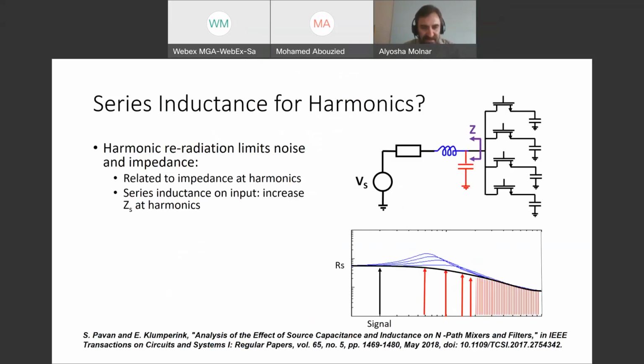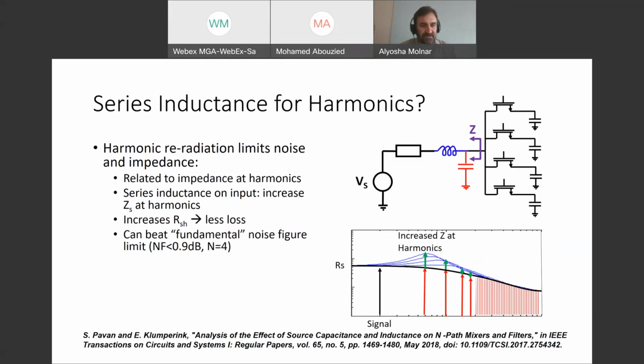Now, one thing that I haven't talked about is the intermediate case where your in-band signal is low enough that a few of the harmonics are still, if you will, in-band, below that omega m. And this was a situation that Eric Klumperink and his collaborators worked on some years ago. What they showed was basically that if you deliberately resonate not for your fundamental frequency, but for harmonics, you can boost the impedance those harmonics see, and consequently reduce the loss you get, and actually beat that fundamental noise figure we said of about 0.9 dB for a 4-phase mixer.